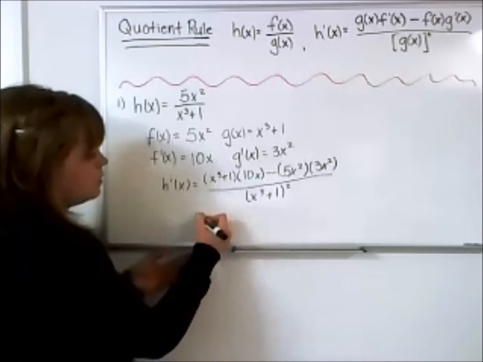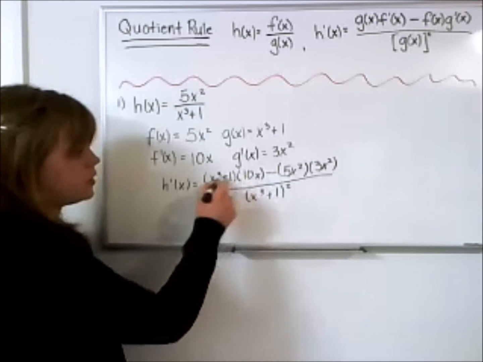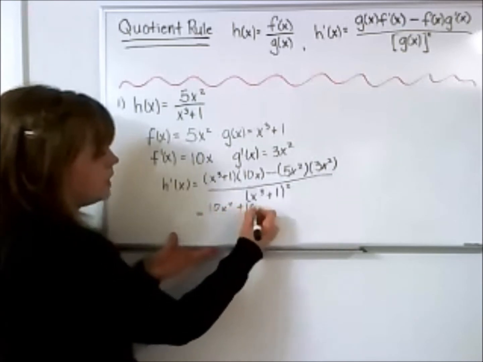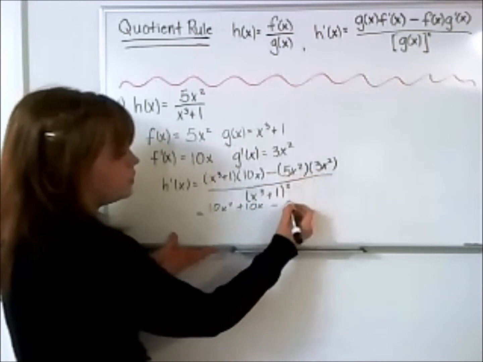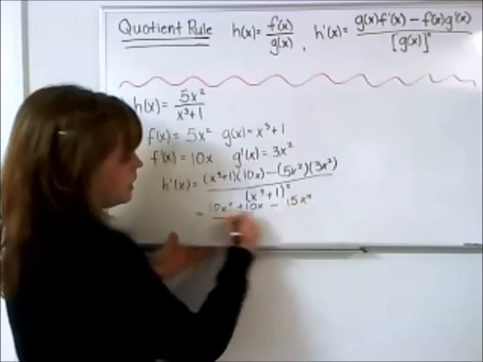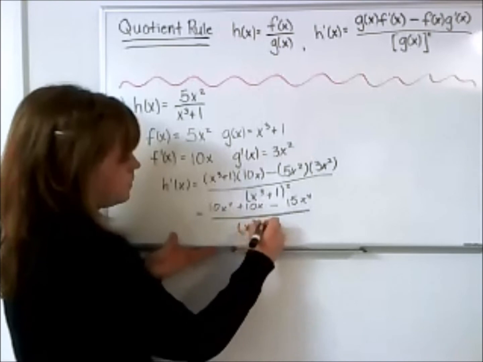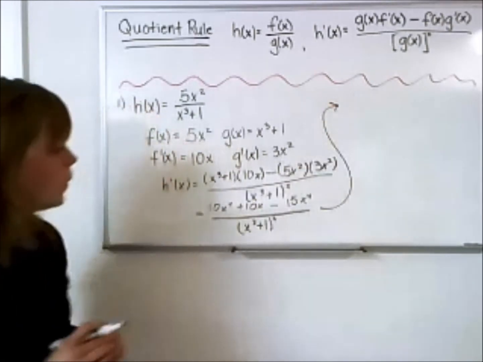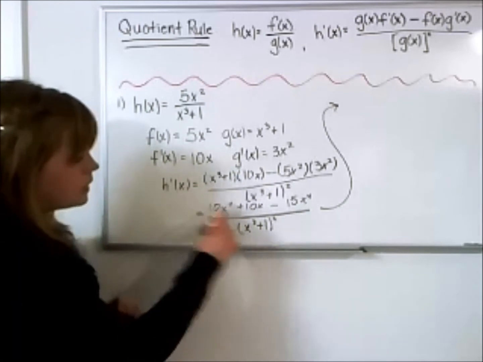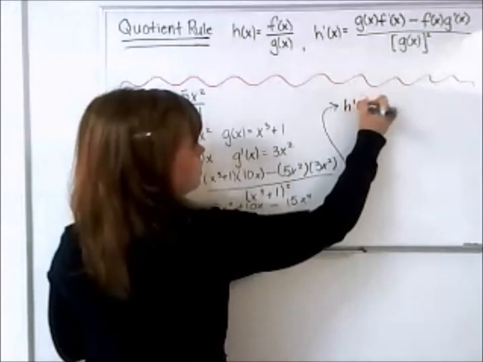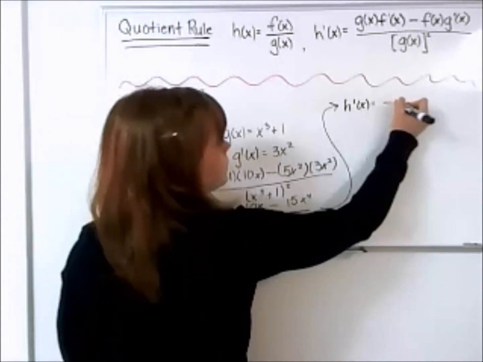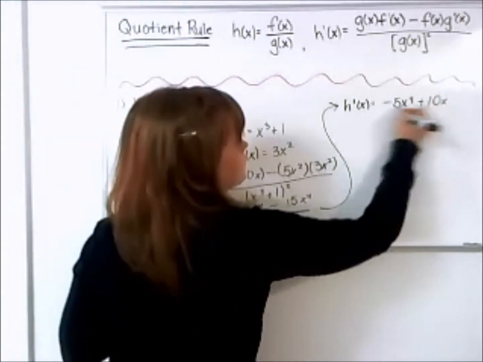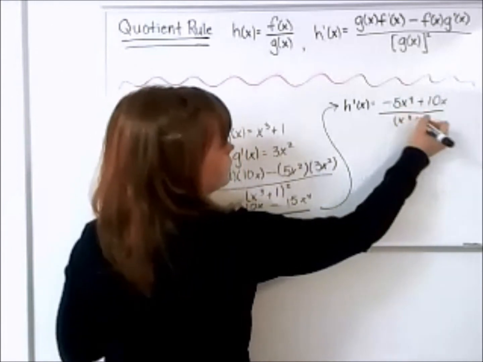So all I'm going to do here in the top is just use the distribution on each of these and then combine like terms. So first I'll just distribute this 10x to get 10x to the fourth plus 10x minus, and then multiplying those two terms, we'll get 15x to the fourth. And again, don't forget your bottom. Just writing everything nice and neatly. I'm going to move up here for some more room. And then looking at the top again, I can combine these x to the fourth terms. So we'll be left with, and again, this is h prime of x that we're simplifying, a negative 5x to the fourth, combining those two, plus a 10x, and that's all over x cubed plus 1 squared.